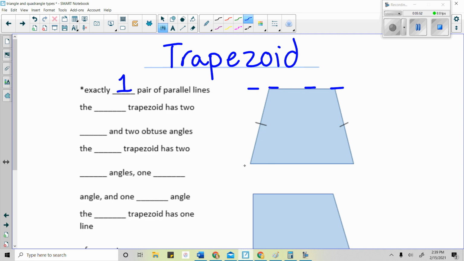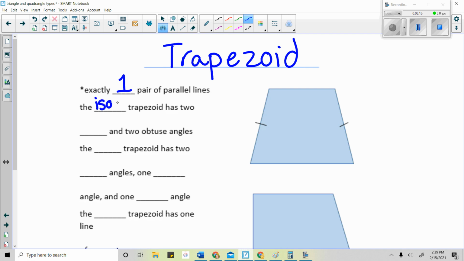The top is parallel to the bottom. Now, parallel doesn't mean they are the same size. So the left and right are not parallel. Parallel just means they will never cross, even if they kept going. Now, we've got 2 different kinds of trapezoids. This trapezoid that you see right here is called an isosceles trapezoid.